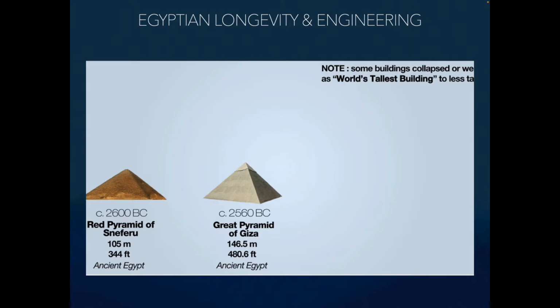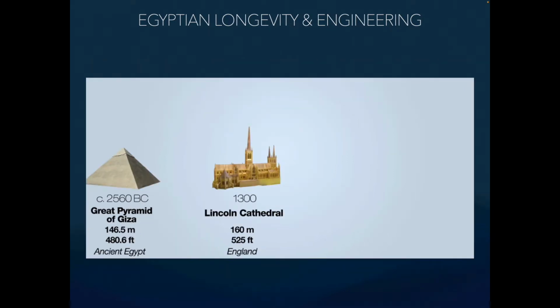This is just from a screenshot of a video showing the timeline of the world's tallest buildings. It took about 4,000 years for people to figure out how to build something bigger than the Great Pyramid of Giza. From 2560 all the way up to 1300. It wasn't until 1300 that humans built something taller than the Great Pyramids of Giza. 4,000 years. They were, you could probably say, rightly so, 4,000 years ahead of their time.